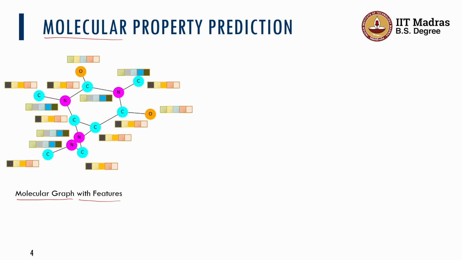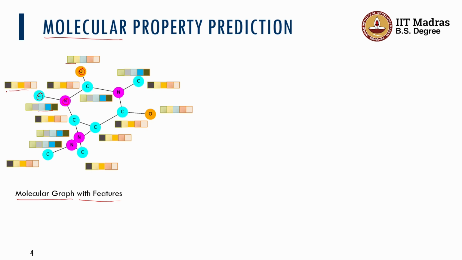Here, you can see, I have three kinds of atoms or nodes. I have an atom node describing C, a node describing N, and a node describing O. And associated with each of these nodes, I have a corresponding feature vector of the same length.